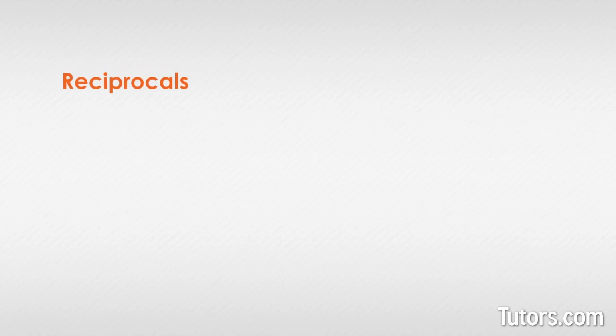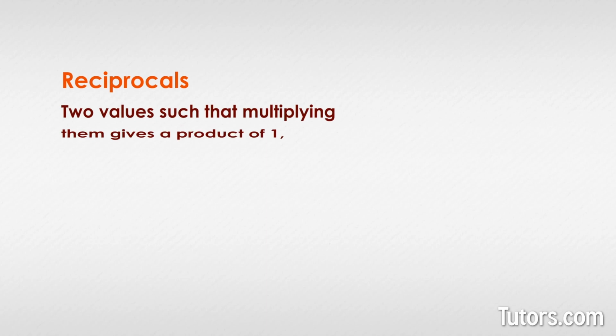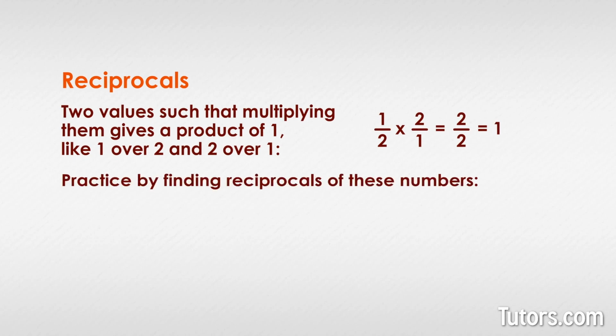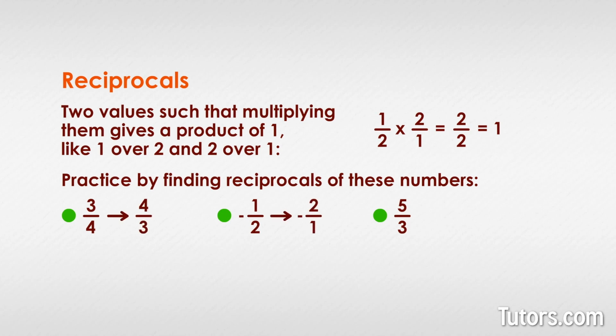Next, let's talk about reciprocals. Reciprocals are two values such that multiplying them gives a product of 1, like 1/2 and 2/1. Practice by finding reciprocals of these numbers. You should get 4/3, -2/1, and 3/5. You may notice all you are doing with fractions is having the numerator and denominator switch places.